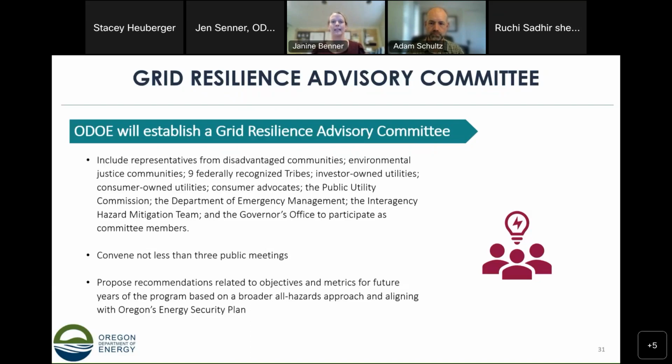We also want to make sure this funding is aligned with Oregon's Energy Security Plan, which our agency is also responsible for pulling together over the next year or so. To that end, we are planning to establish and convene a Grid Resilience Advisory Committee to help us answer those questions. We don't have the timing and details ironed out on that yet, so stay tuned. The online portal on our website, which Ruchi has put links to in the chat, includes some prompting questions to help us design this committee and the process. So please feel free to weigh in there or during today's comment time on ways that we can structure and support an advisory committee to help meet these objectives.